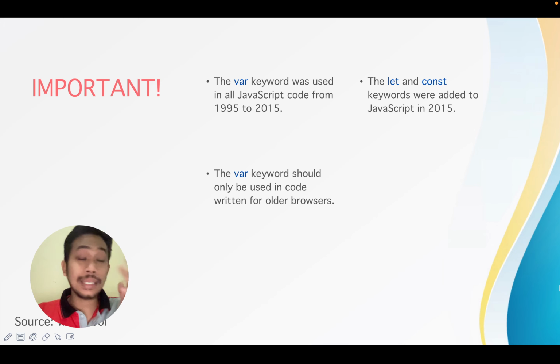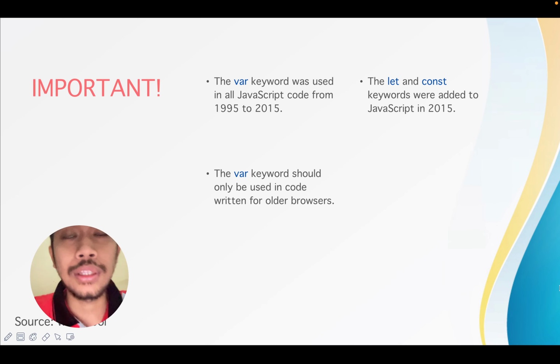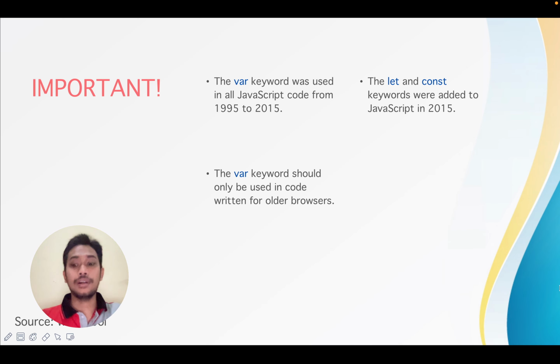So var and let. The var keyword was used in all JavaScript code from 1995 to 2015. And the let and const keywords were added to JavaScript in 2015. Since then, the var keyword is not used anymore. The var keyword should only be used in code written for old browsers. In new browsers, we do not recommend using var.